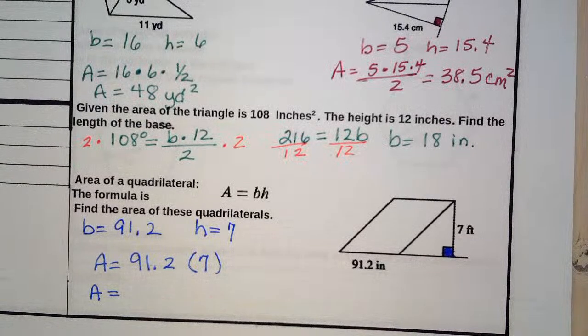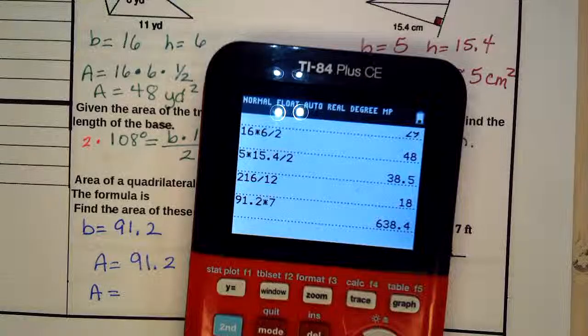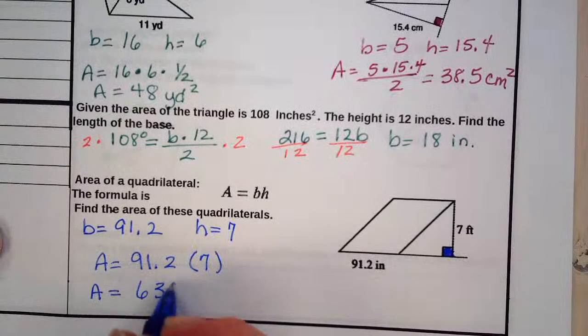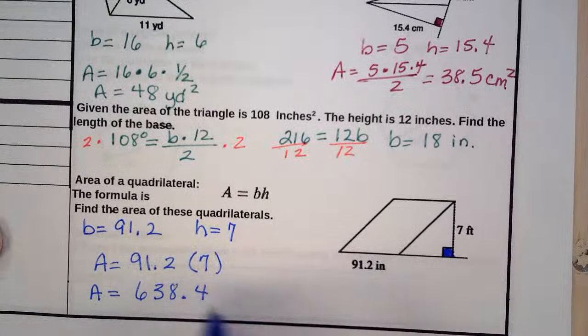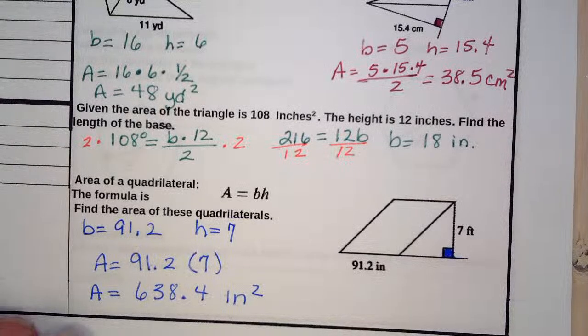Grabbing a calculator, and I get 638.4. 638 and 4/10. And this is inches squared. Length times width, that's 2 dimensions, so it is to the units squared.